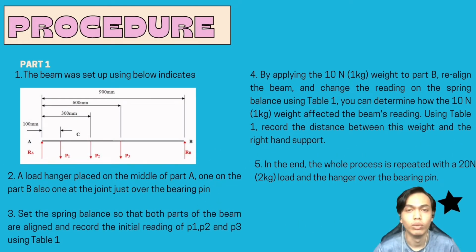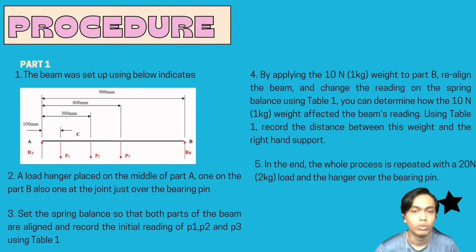So today I will be explaining about the procedure for the experiment 5. So in the experiment, we have two parts of procedure. So the first step in part 1 is we need to set up the beam. So how to set up the beam, we need to refer to the indications in the slide.